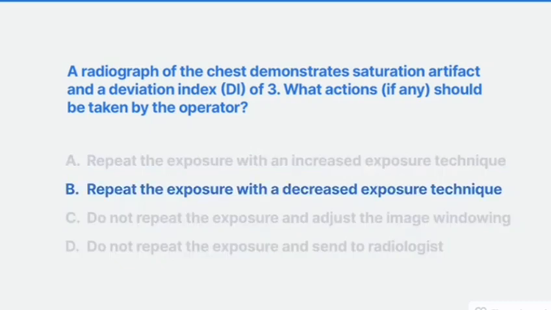In this question, the correct answer is B. The operator must repeat the exposure. The DI indicates the receptor was overexposed by at least 100%, and there is saturation artifact on the image. This means there are areas of soft tissue that are completely burned out and no anatomic information is visible. This problem must be corrected.